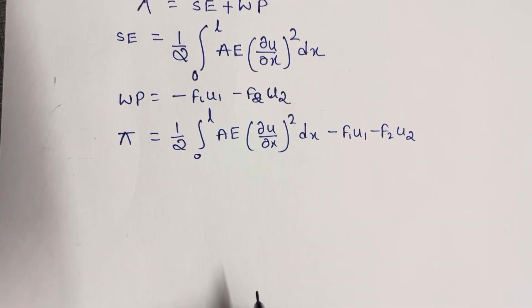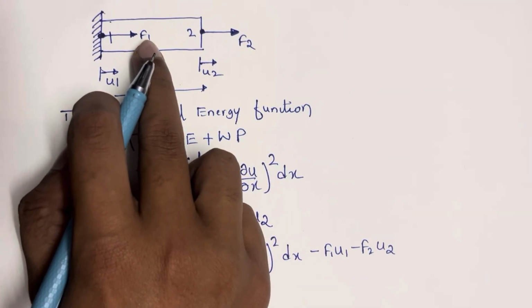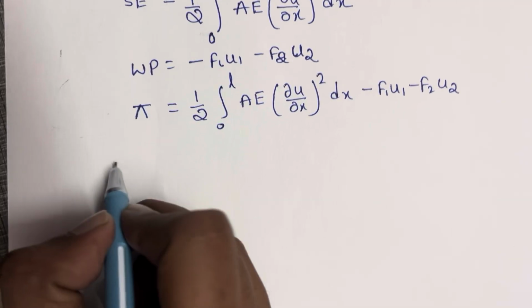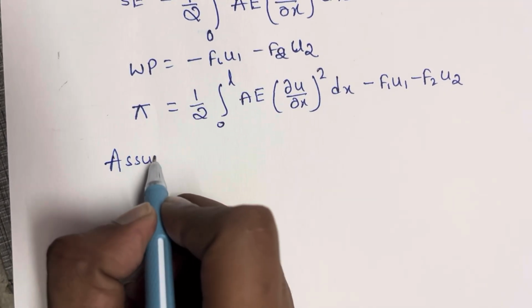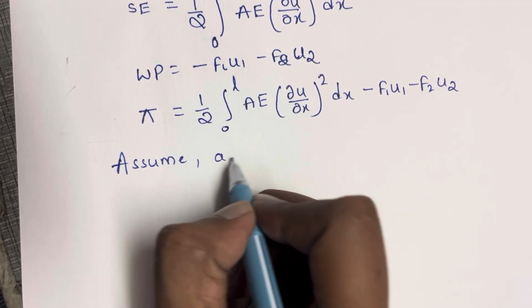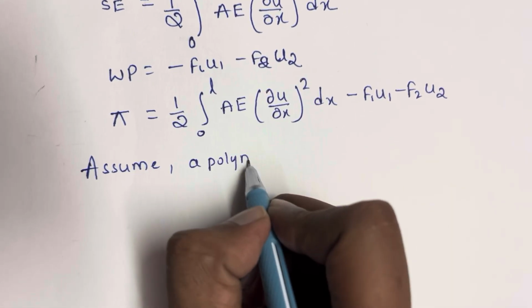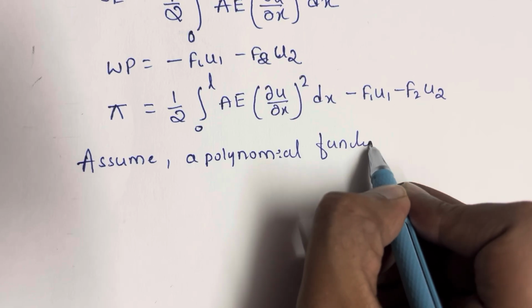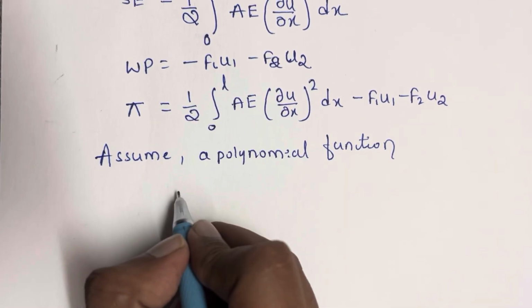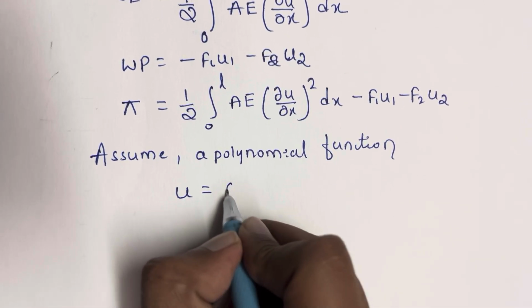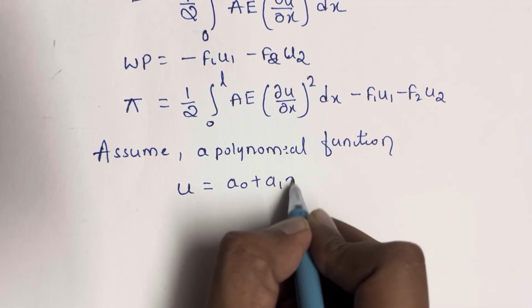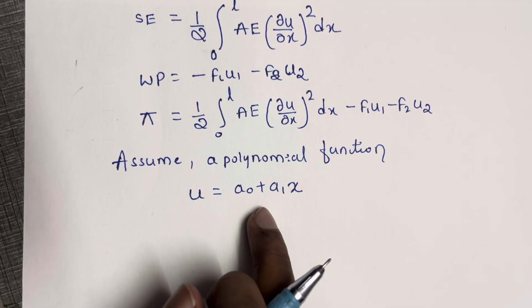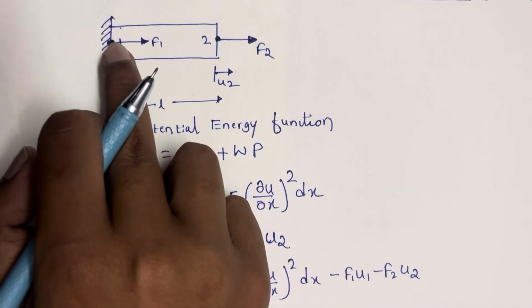Now for this bar element, we have only two nodes. We have to assume a polynomial function, that is u is equal to a0 plus a1 x. So here we have to apply the boundary conditions. Here we have two boundaries, 1 and 2.